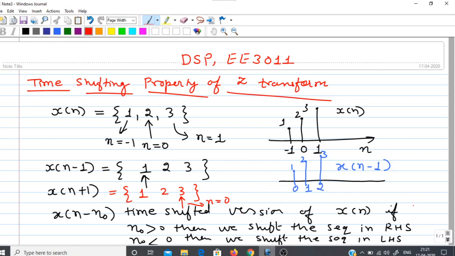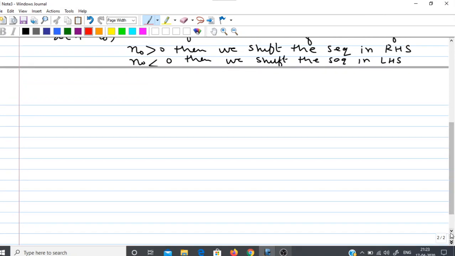Time shifting means shifting the sequence in the backward or forward direction by a given number of samples without affecting the sample values. So what we can say, how to shift any sequence? Suppose a sequence is given to you, any sequence is given to you.